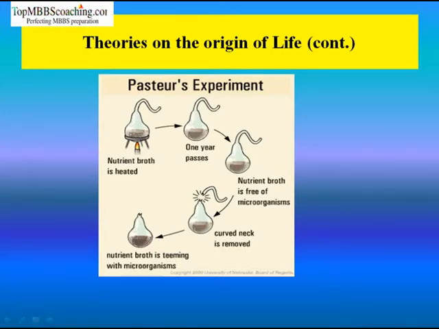See, this nutrient broth is heated. 1 year passes. When there is a curved neck of the bottle, no life is observed in the nutrient broth. It is free of microorganisms. When he broke the tube or neck, the nutrient broth is teeming with microorganisms. This is the theory of biogenesis.